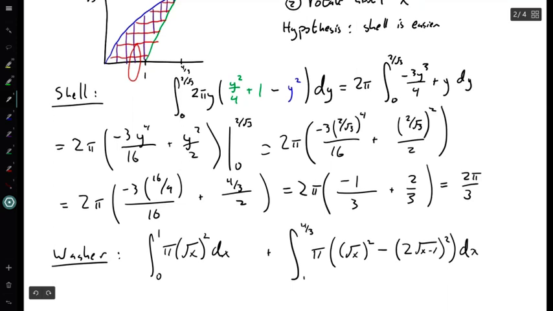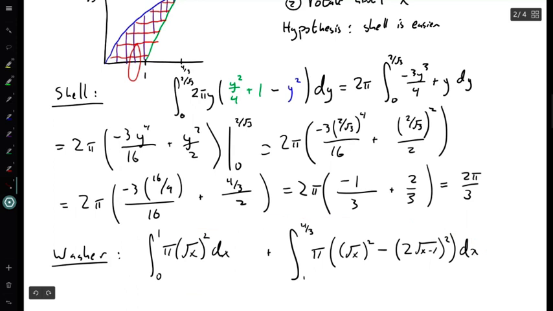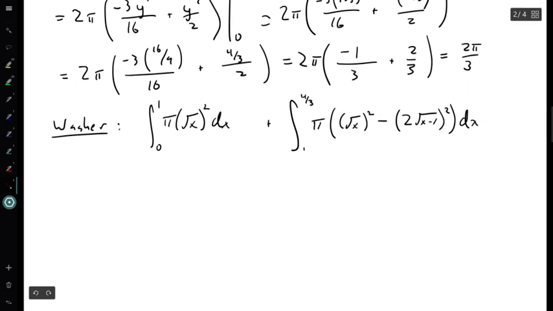So here already, just in this kind of setup, we can see where the shell method has a nice advantage. With the shell method, we wrote down a single integral. With the washer method, we had to write down 2 different integrals in order to capture this volume. All right, continuing on with this washer method, we want to simplify some of these integrals a bit.